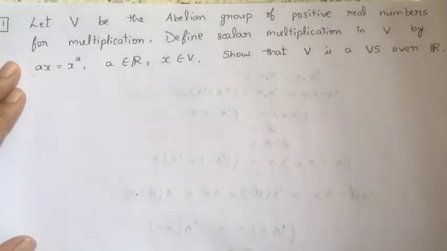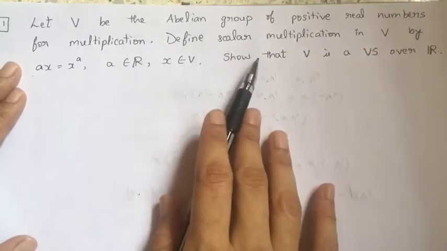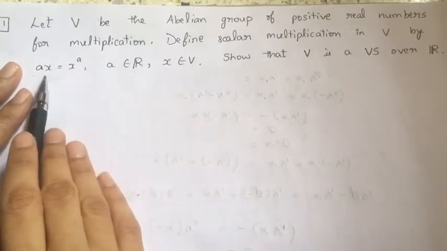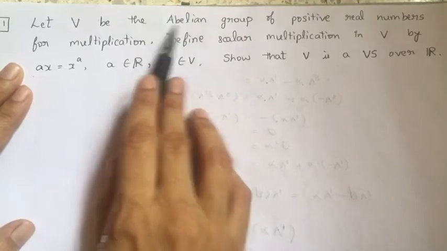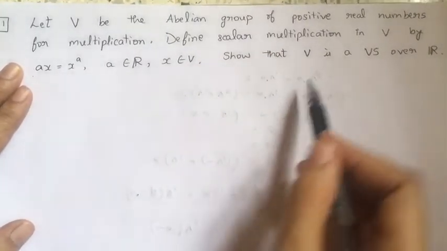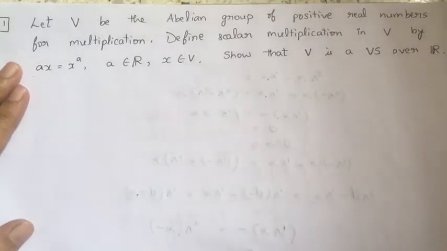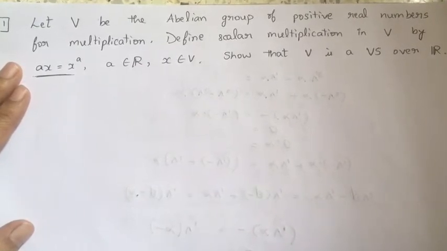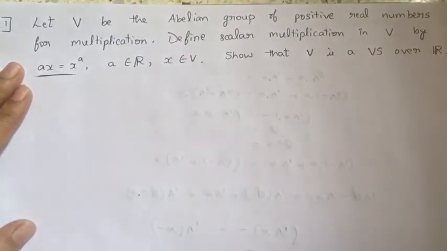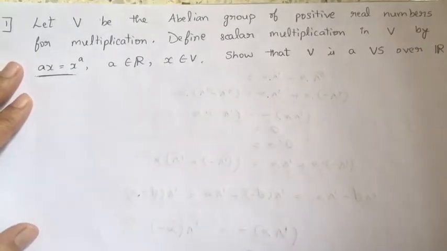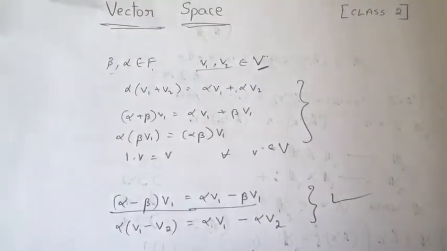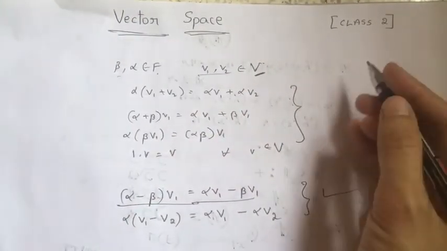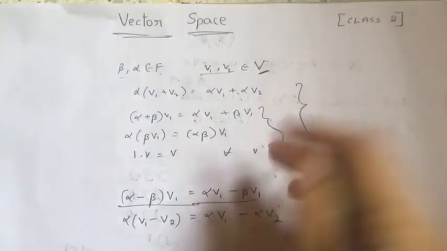Usually, to prove that a set is a vector space, I first check for the abelian group under addition. But in this case they have already mentioned that this forms an abelian group under multiplication, and the scalar multiplication is defined like this. So there is no need to check for the abelian group. I just have to show that V forms a vector space over the set of real numbers, for which the scalar multiplication is defined like this. So checking for the abelian group is not necessary, it is already given. I just have to check the other properties, in fact these three properties.